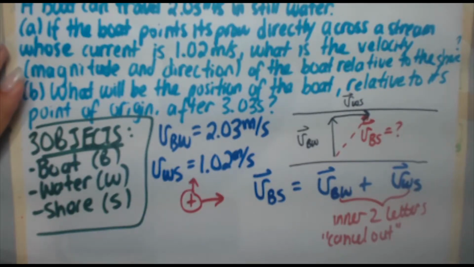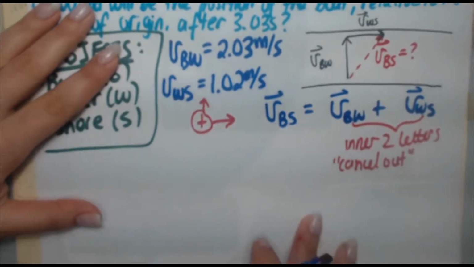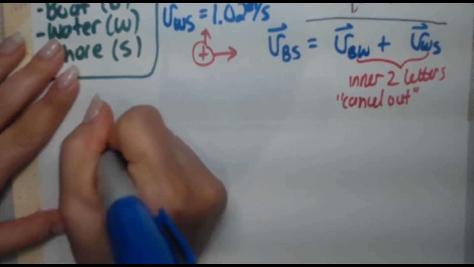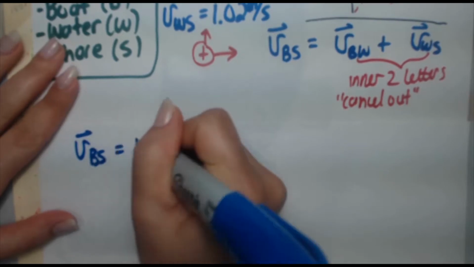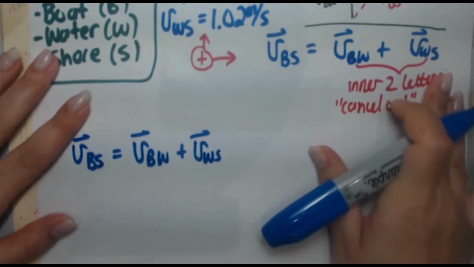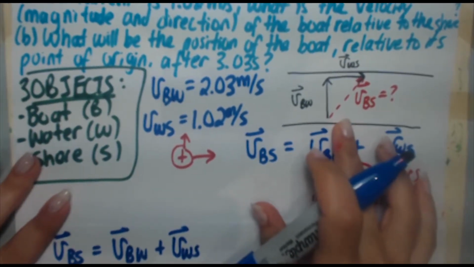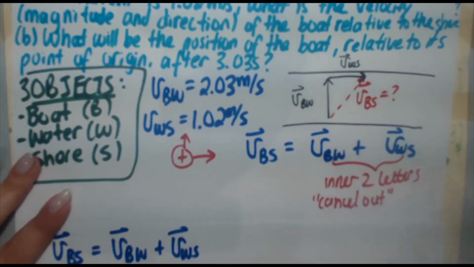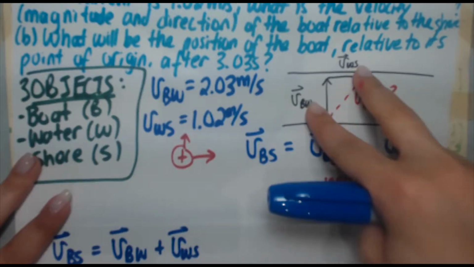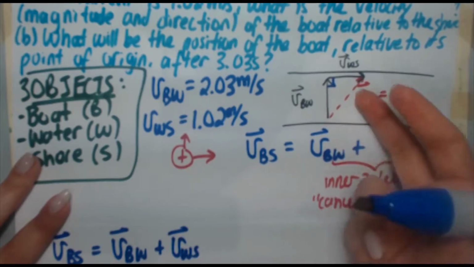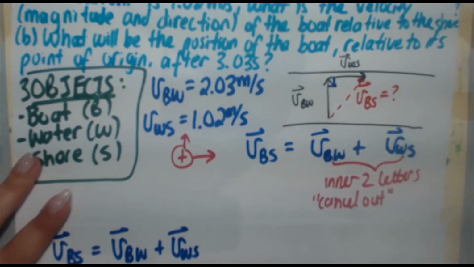Okay, so let's go ahead and solve this problem now. So we've got VBS is equal to VBW plus VWS. Now notice something based on the picture. If you recall in the previous video, we added the magnitudes by taking the sum of the squares of the two sides which were not the hypotenuse. If you take the sum of these two squares, you're essentially using the Pythagorean theorem. You're trying to find the hypotenuse of this right angle triangle, and you've got the two other sides.